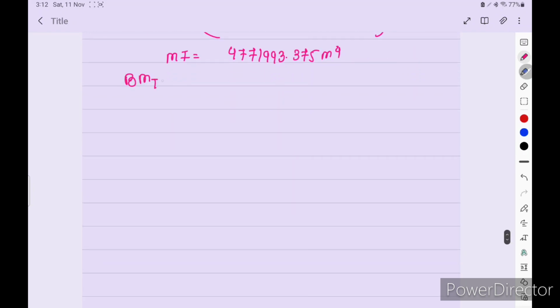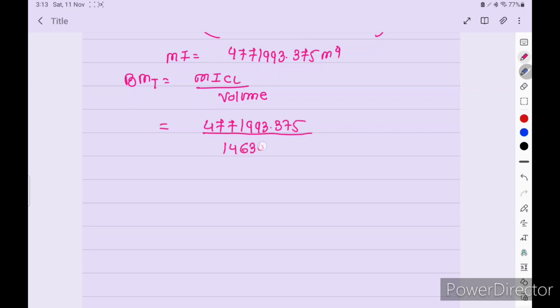Now BM transverse is equal to MI central line upon volume. So put the value: 4771993.375 divided by 146,341.46. So BM transverse is equal to 32.609 meter. Okay, this is the first part.